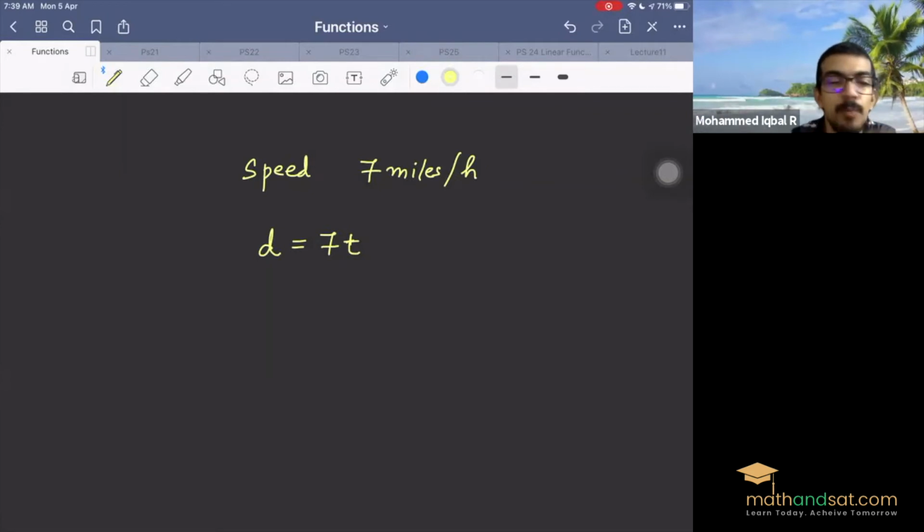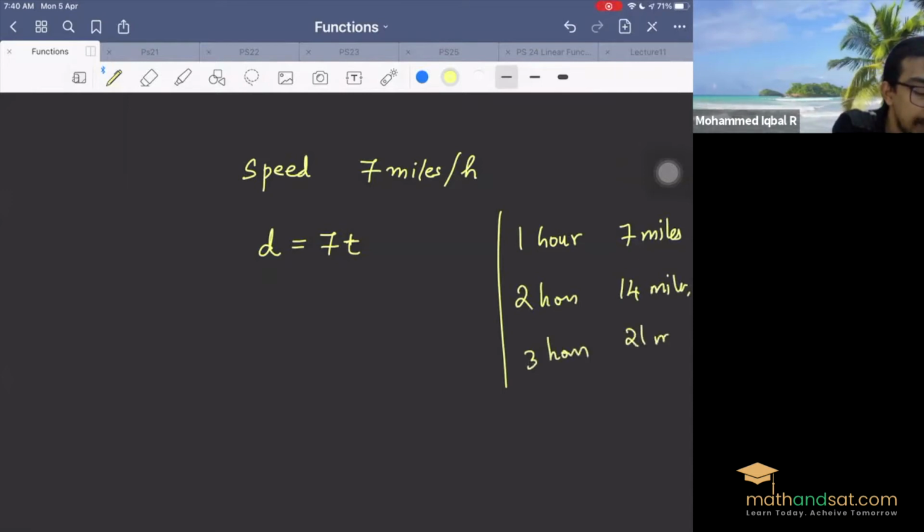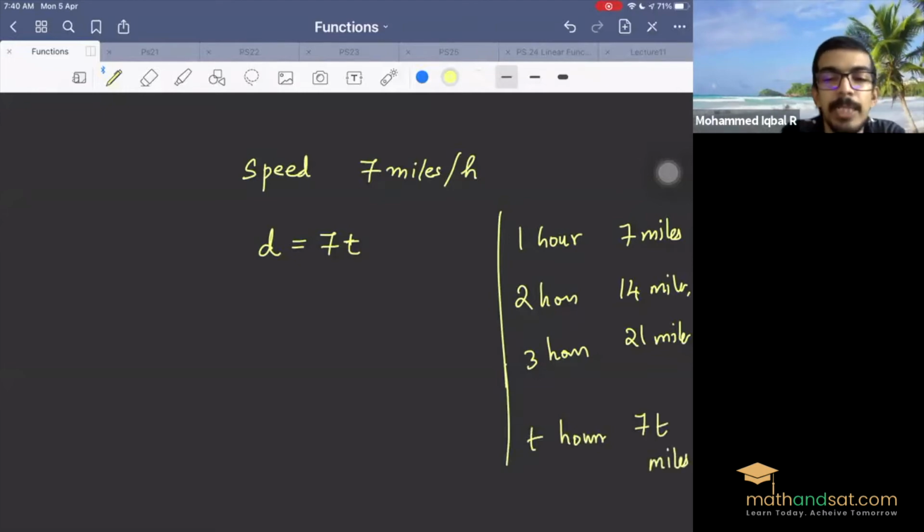Does that make sense? In 1 hour, we are going to cover 7 miles. 2 hours, it's 14 miles. 3 hours, it's going to be 21 miles. In t number of hours, it's going to be 7 times t miles, if your speed is 7 miles per hour. Does that make sense?